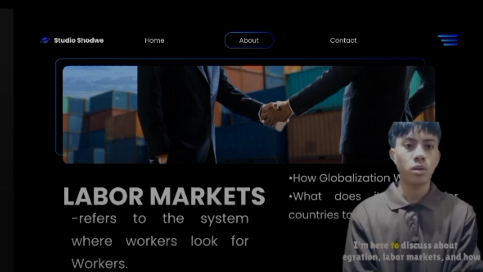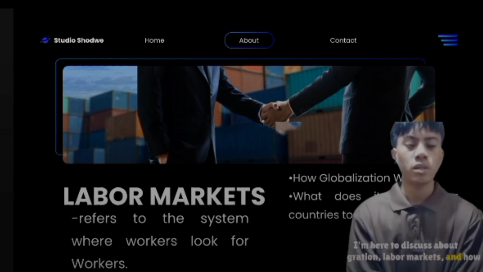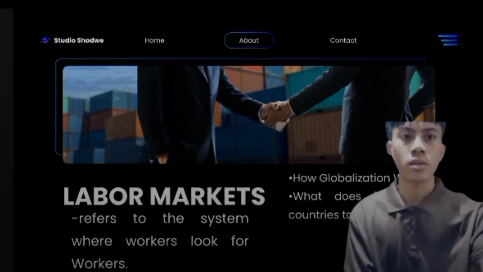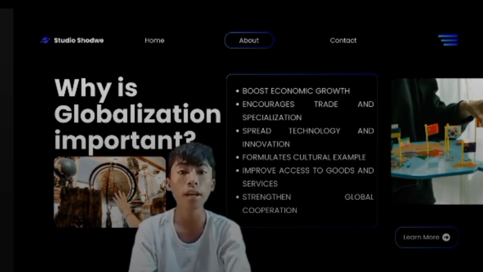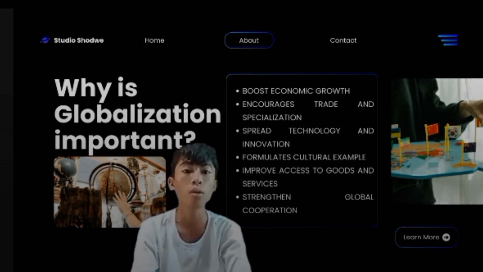Globalization is important because it helps connect countries, people, and businesses around the world. It makes it easier to trade, share ideas, learn from others, and solve global problems. So we have 5 benefits of globalization.